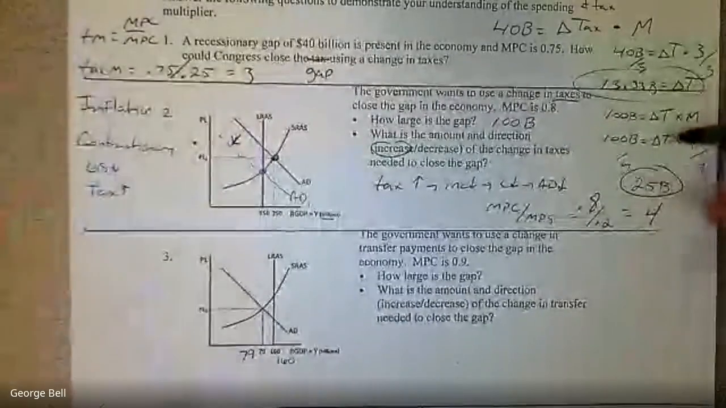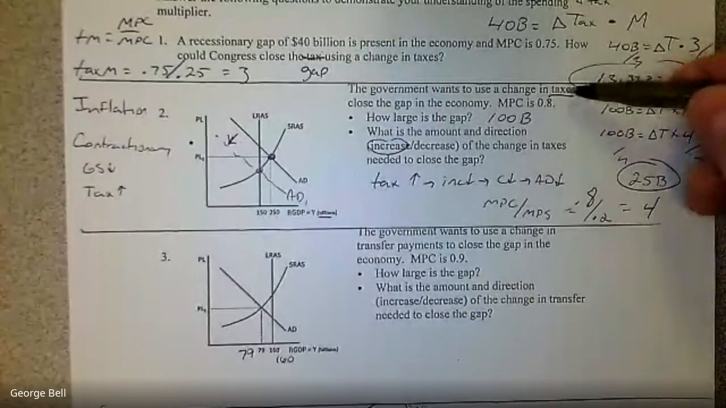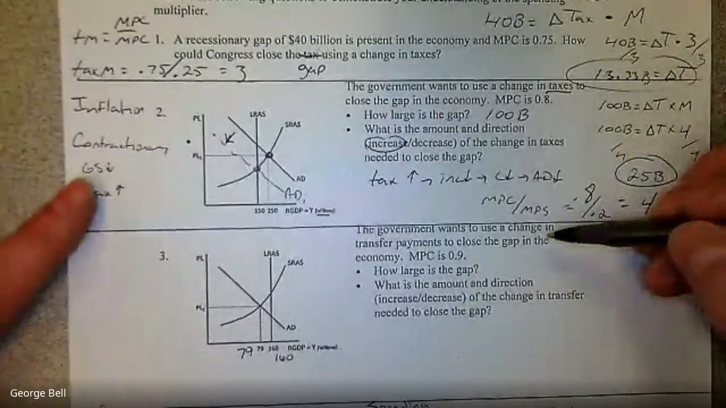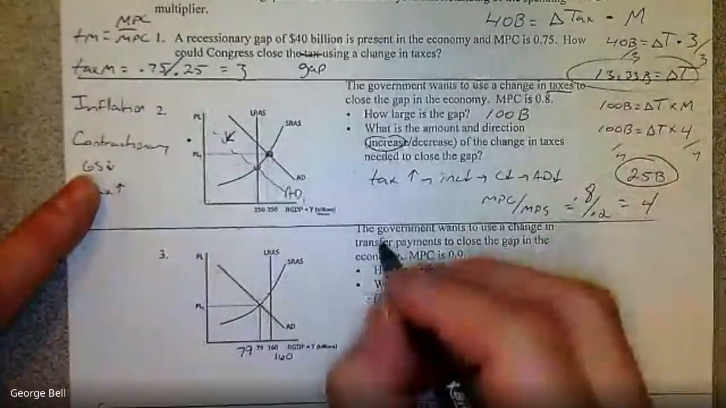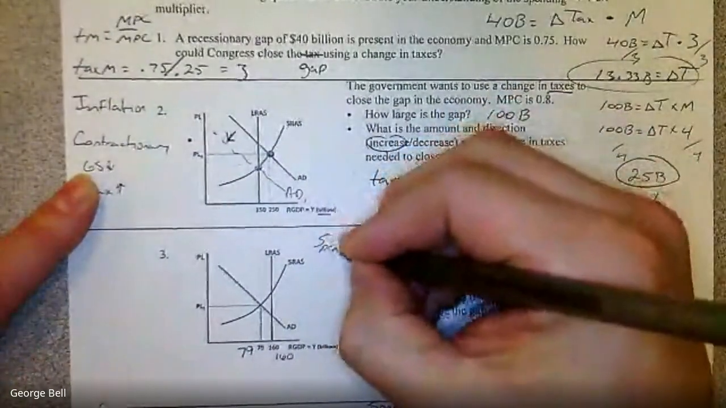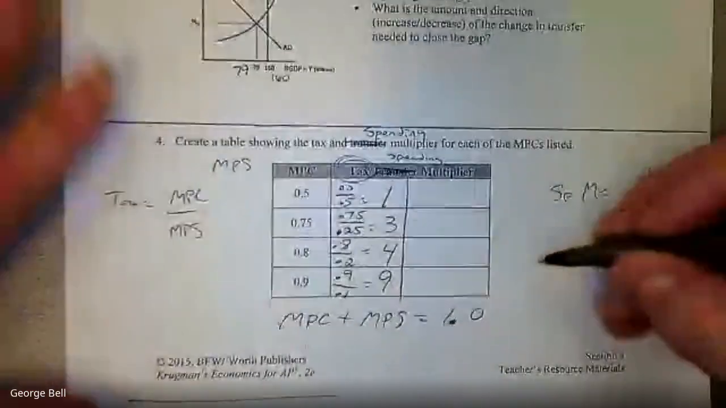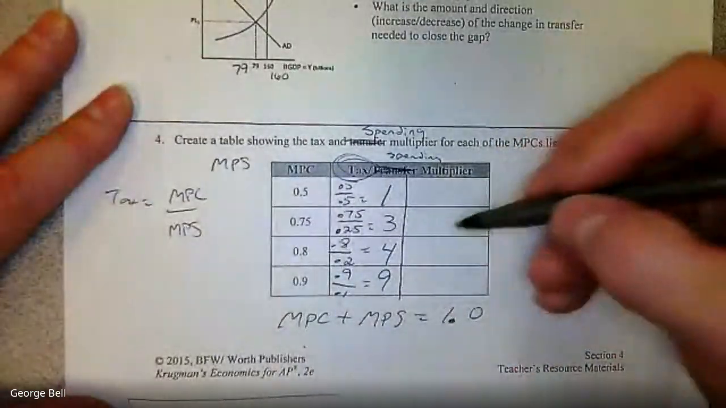So we have the answer for number 2 here, where you can see the outcome of 25 billion is the amount by which taxes have to change with the tax multiplier. For number 3, though, instead of the tax multiplier, they want us to do a change in, remember we said not transfer, they want to change in spending instead. And so in this particular problem, we have to use these spending multipliers that we didn't calculate.